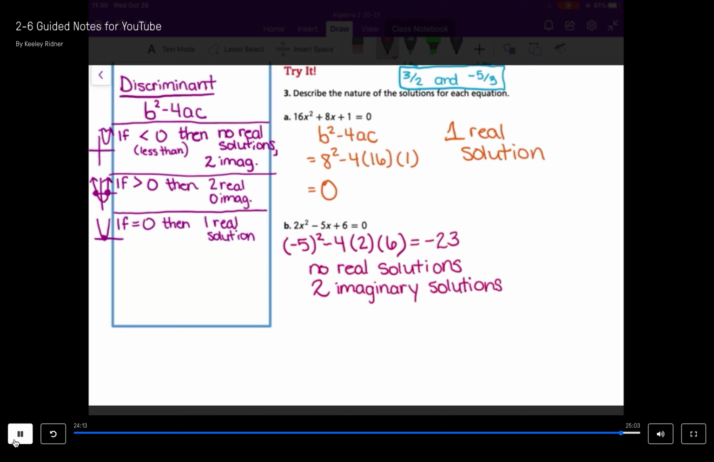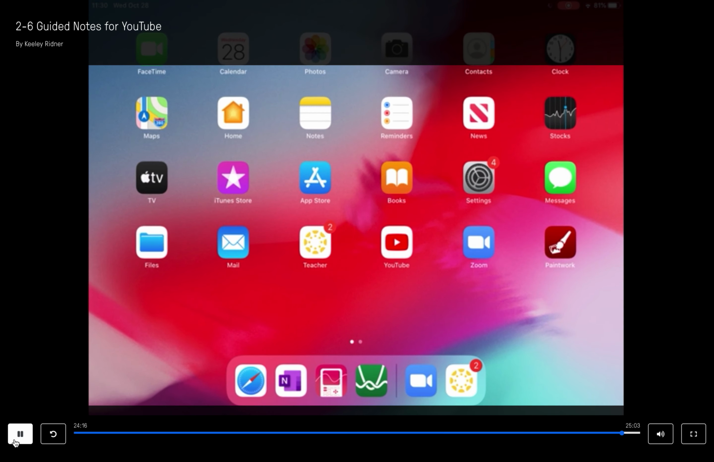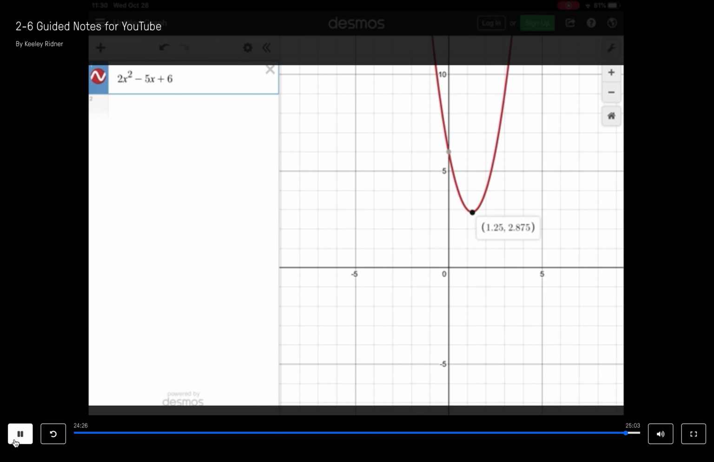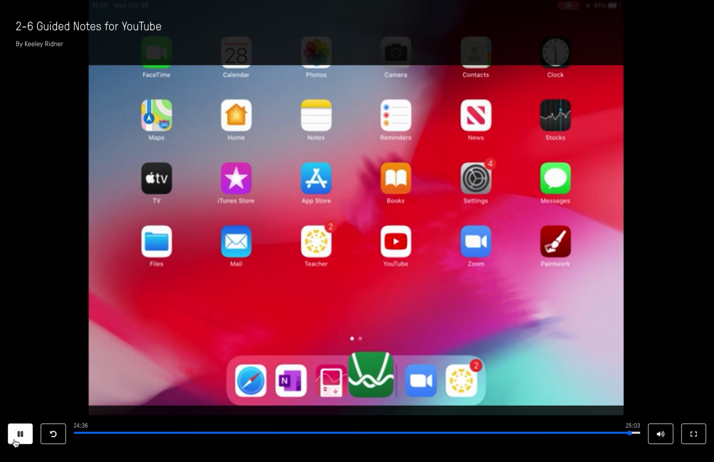All right, so last thing, let's look at it on the graph. And notice it does not cross the x-axis. The lowest it goes is right there. It does not cross that horizontal axis. So that's why it's 2 imaginary solutions and no real solutions.